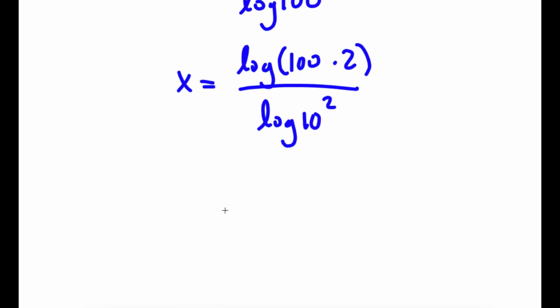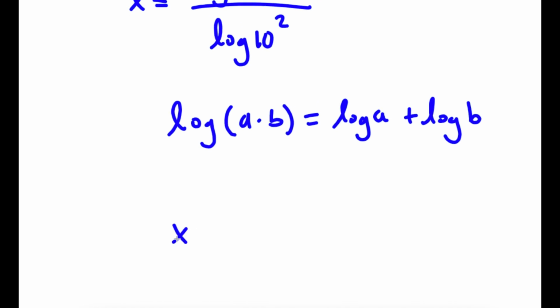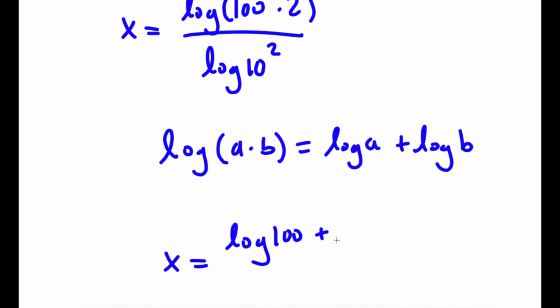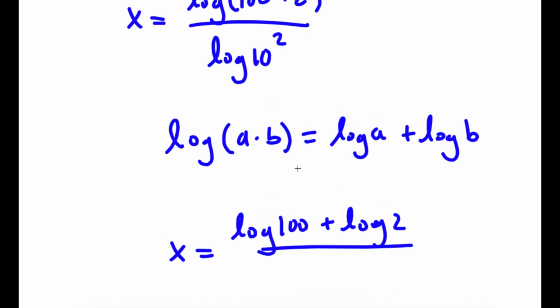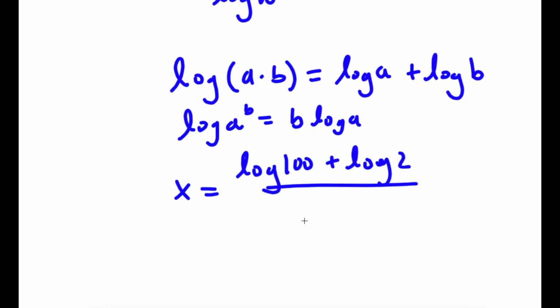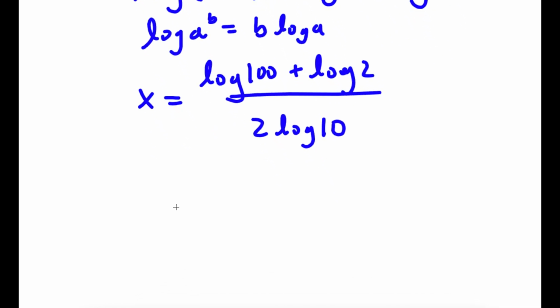Now, if I have something in the form log of a times b, this is the same thing as log a plus log b. So now this is the same thing as log 100 plus log 2. And if I have something in the form log a to the power of b, this is the same thing as b times log a. So log 10 to the power of 2, that's the same thing as 2 times log 10. Now log 10, that's equal to 1.